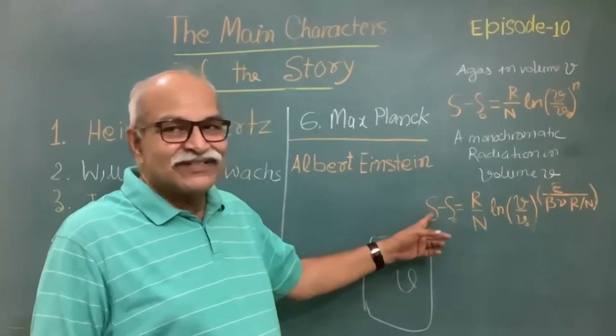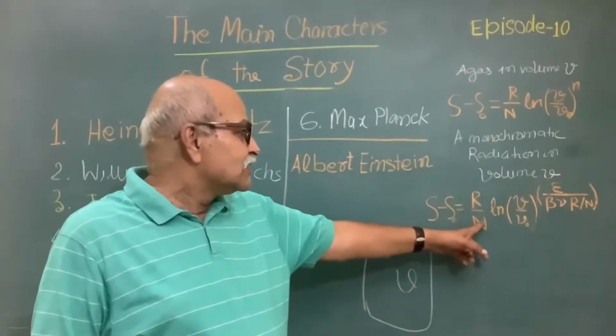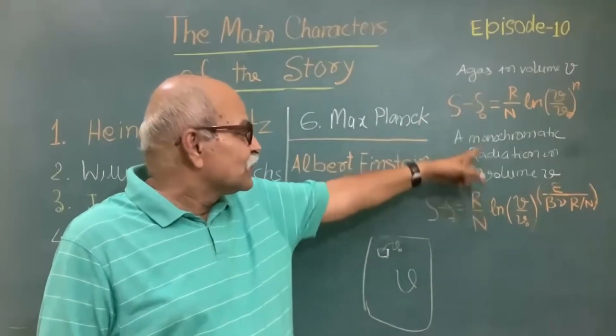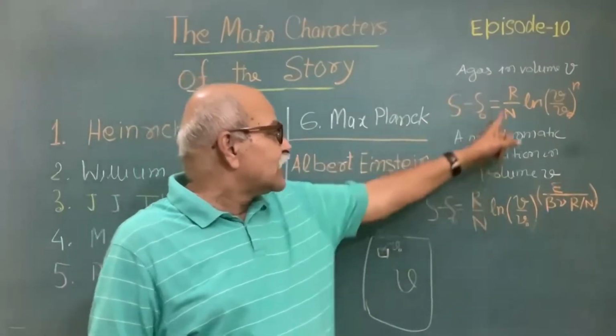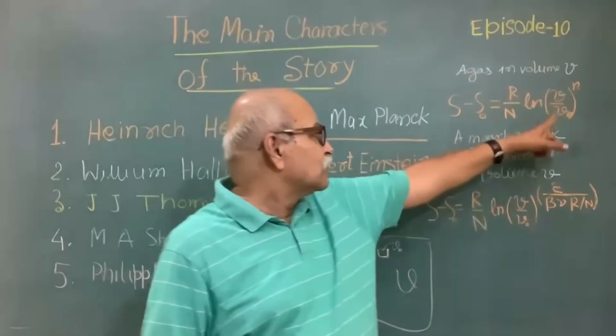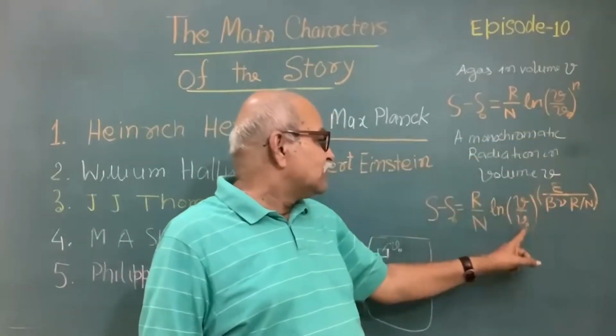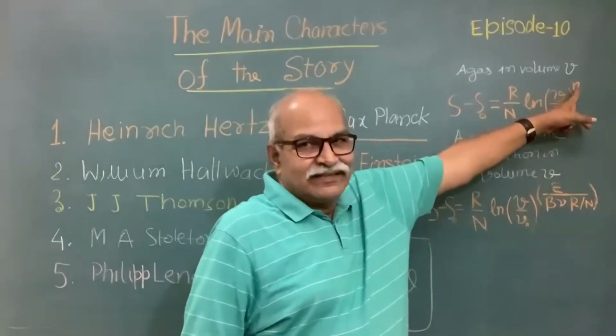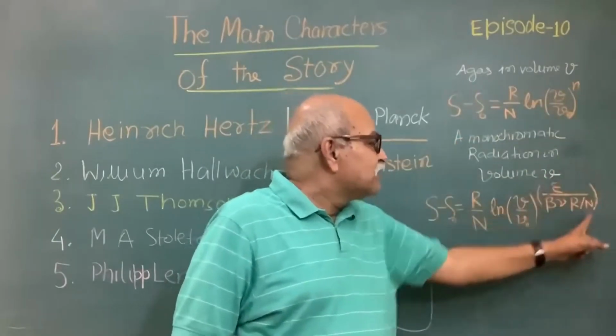then the entropy is this S. Now compare these two. S minus S naught is R by N, log V by V naught, V by V naught to the power small n here, and to the power this big factor here.